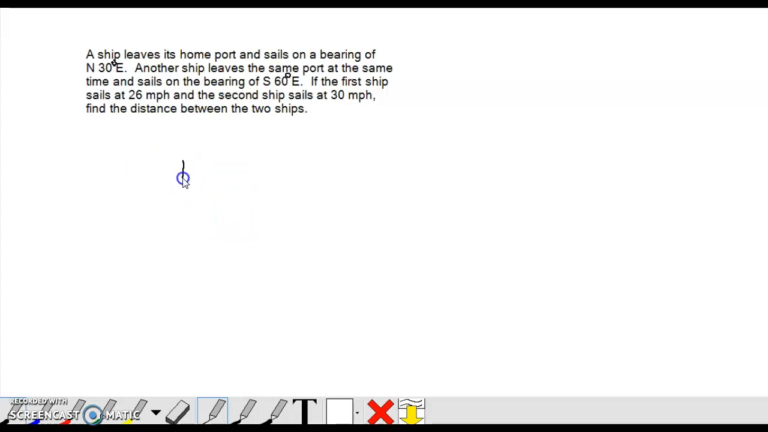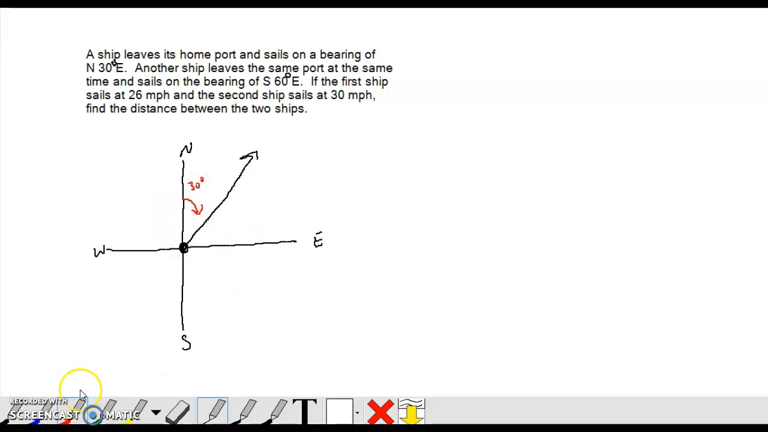Okay, so again, let's draw an axis. Everything always starts in the north. So here's north-south, and again, east-west. We'll consider this the home port. All right, so 30 degrees east would be right about here. This part right here is your 30 degrees. 60 degrees east would be somewhere right about there. Again, we're coming up from the south side, so this would be your 60 degrees.